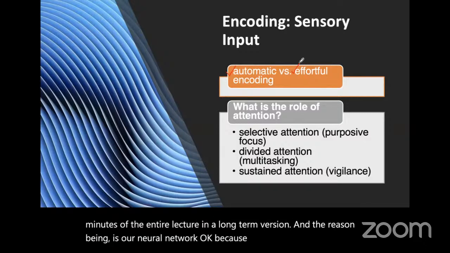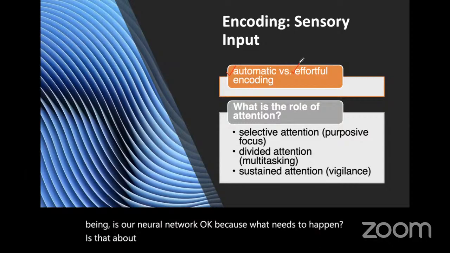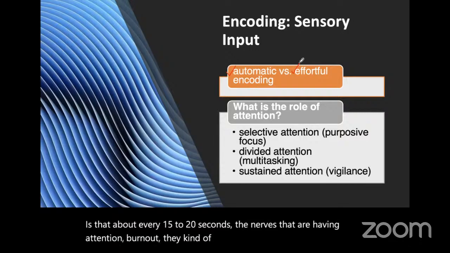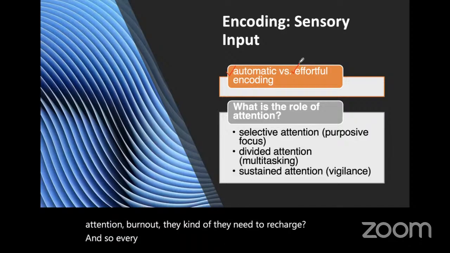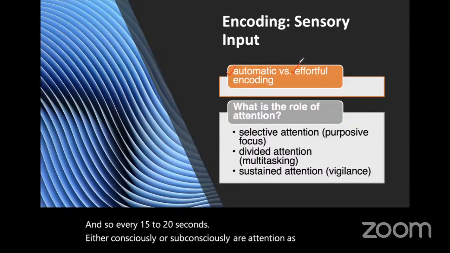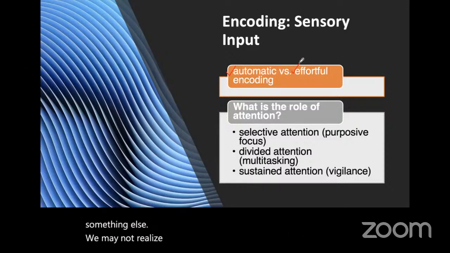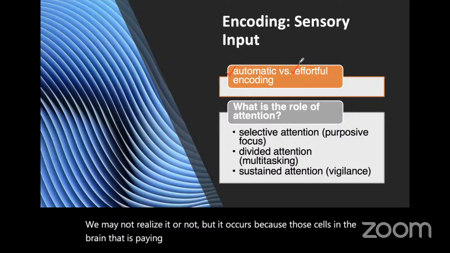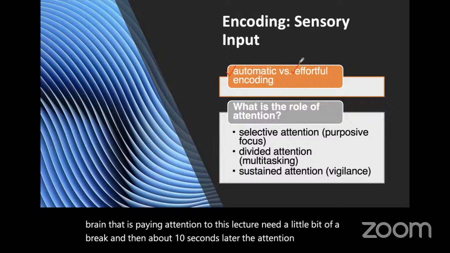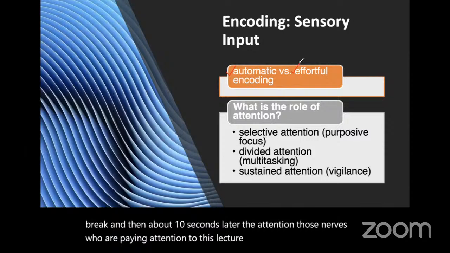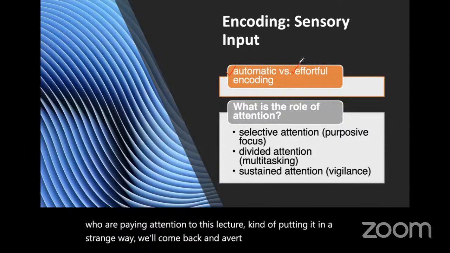Because what needs to happen is about every 15 to 20 seconds, the nerves that are paying attention burn out. They need to recharge. And so every 15 to 20 seconds, either consciously or subconsciously, our attention is averted to something else. We may not realize it, but it occurs because those cells in the brain that are paying attention to this lecture need a little bit of a break. And then about 10 seconds later, those nerves paying attention to this lecture, putting it in a strange way, will come back and avert to this lecture.